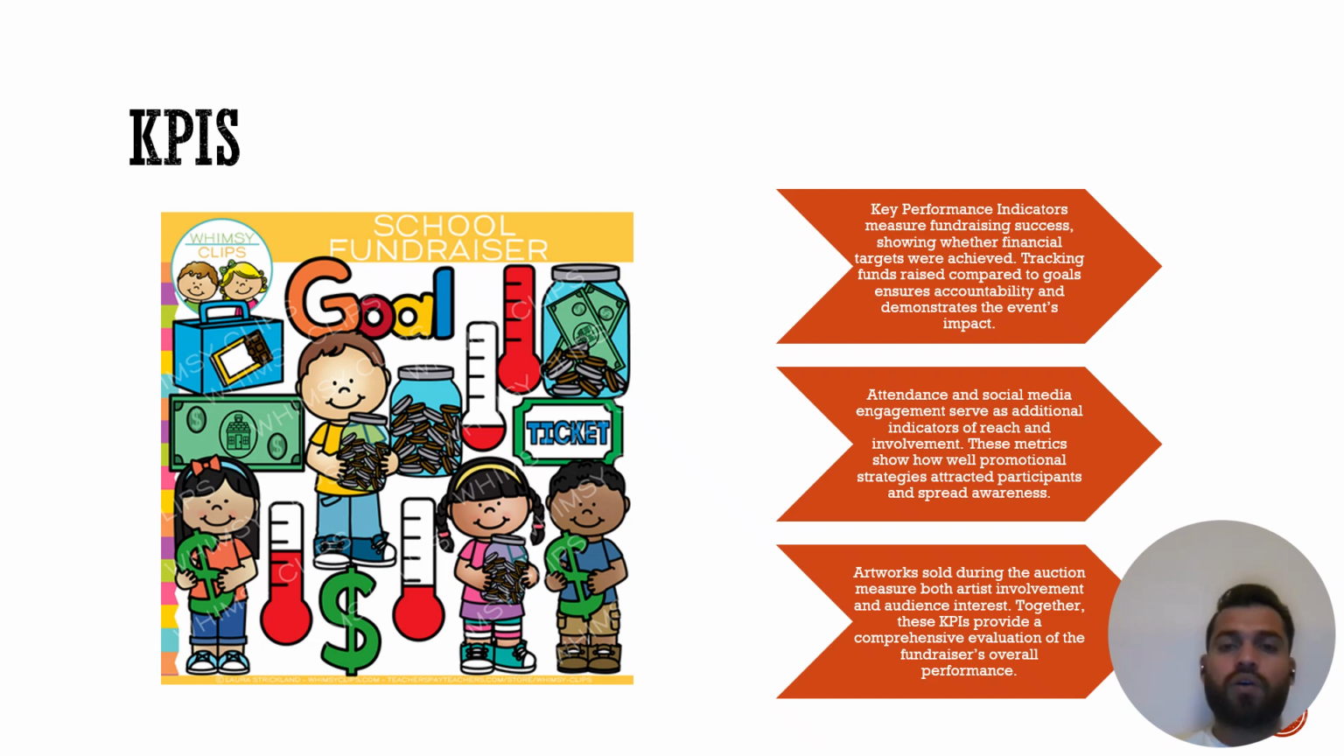To ensure online engagement, I suggested tracking likes, shares, and clicks on social media. This tells us how well our digital outreach performed. The number of artworks sold in the auction also gives insight into both audience interest and artist involvement. These KPIs will guide future planning by helping us learn what works and what needs improvement. They make the project results clear and help ensure even better events in time.